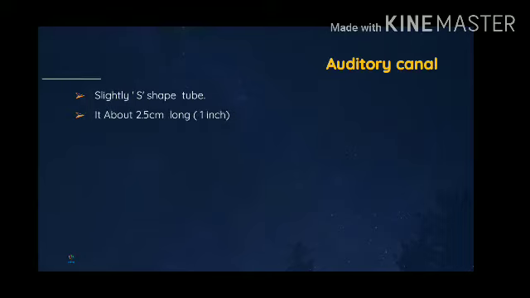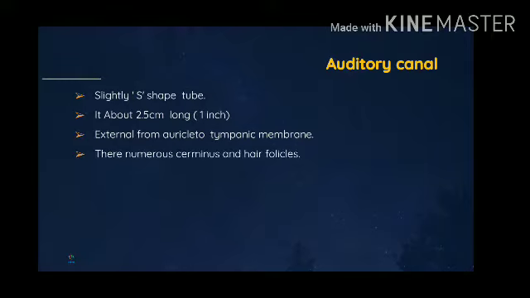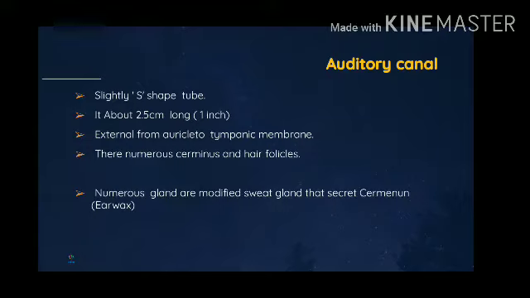Now the next point is the auditory canal. It is a slightly S-shaped tube. It is about 2.5 cm long, approximately 1 inch. The auditory canal is external, from the auricle to the tympanic membrane. The auditory canal has numerous hairs and hair follicles. It also has numerous glands, which are modified sweat glands that secrete cerumen, also known as earwax.